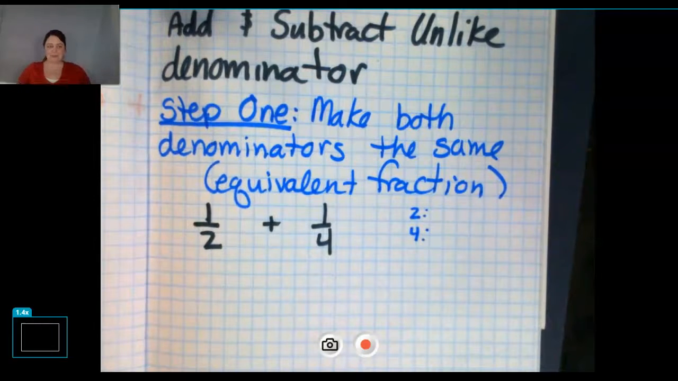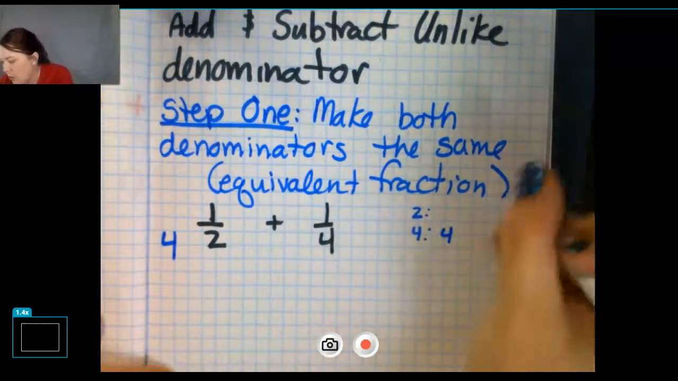Now, can one of them become the other? In other words, can 2 multiply by something to become 4? I choose 2 because it's a smaller number. 4 cannot be multiplied by, well, it can be multiplied by 1/2, but to become 2. So always go for the smaller number. Can the smaller number become the bigger number? And in this case, yes. So that means my denominator should be 4.